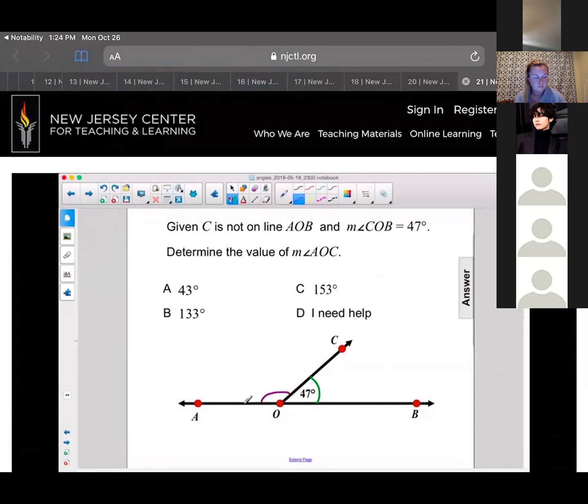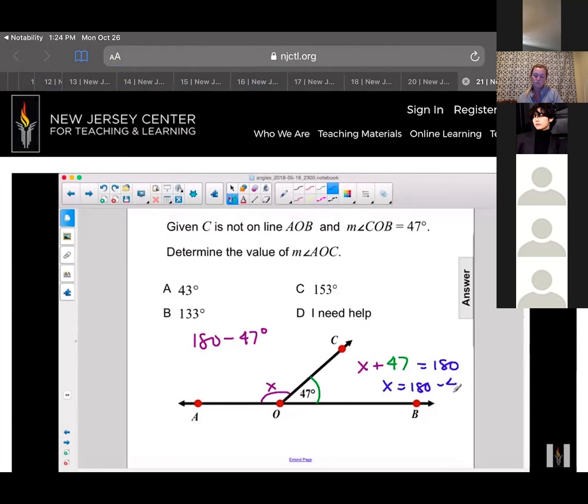So we know that if you have a line, a straight angle, and we know that this portion is 47 degrees, we can figure out what this is because it's going to be 180 minus 47 degrees, because this angle plus this angle has to equal 180. So if we make this x, we could say that x plus 47 equals 180, therefore x equals 180 minus 47. So 180 minus 47 is 133 degrees. So that's our answer, B.